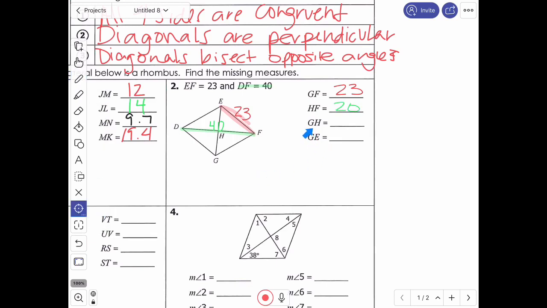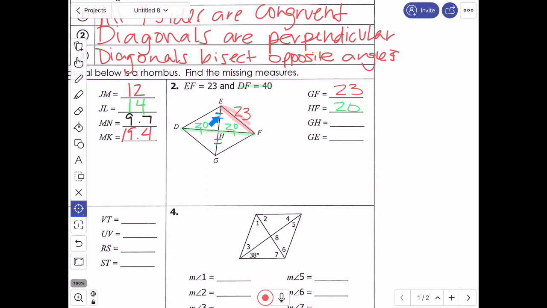Next I'm finding GH. GH is part of this other diagonal. So let me get rid of 40 for a second, because I know this is 20, and this is 20. Okay, those are congruent. And then these two sides of the diagonal would be congruent to each other as well. I just don't know what they are yet. So GF is this part of the diagonal, but I know it's going to be congruent to EH.